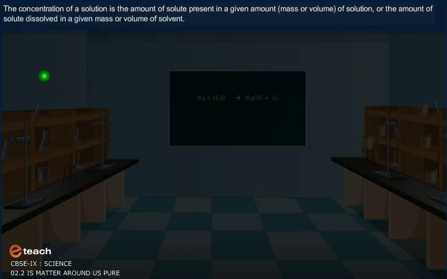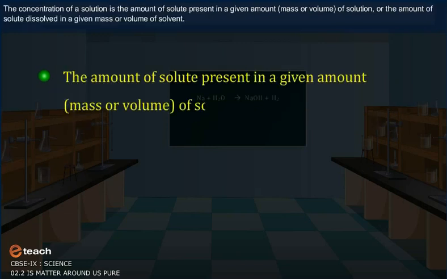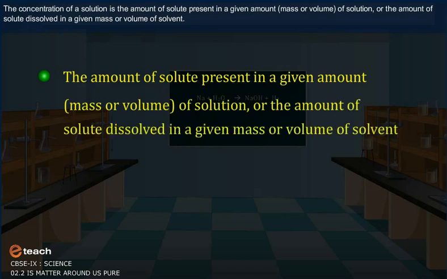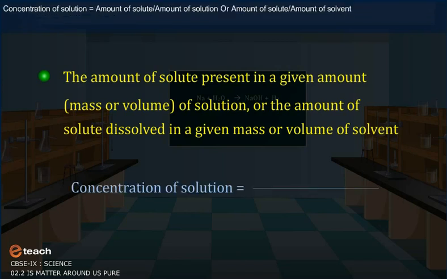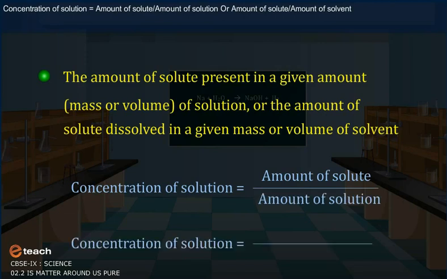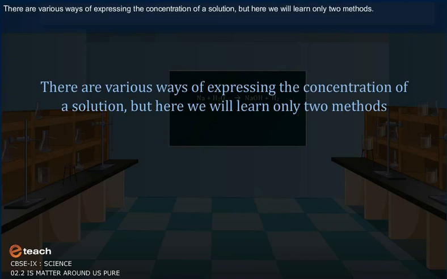The concentration of a solution is the amount of solute present in a given amount, that is mass or volume, of solution, or the amount of solute dissolved in a given mass or volume of solvent. Concentration of solution is equal to amount of solute upon amount of solution, or amount of solute upon amount of solvent. There are various ways of expressing the concentration of a solution, but here we will learn only two methods.